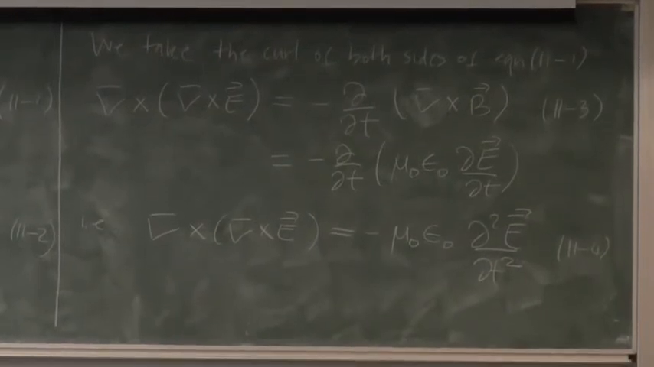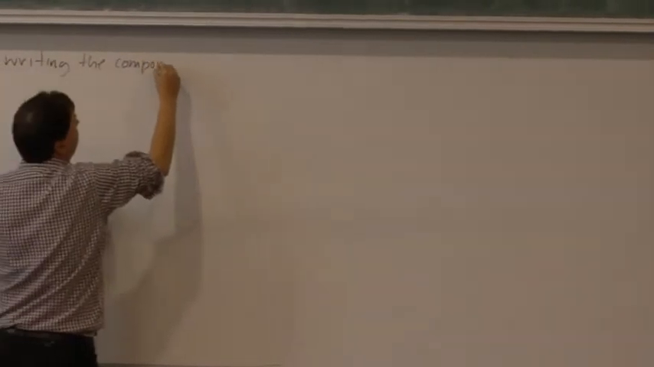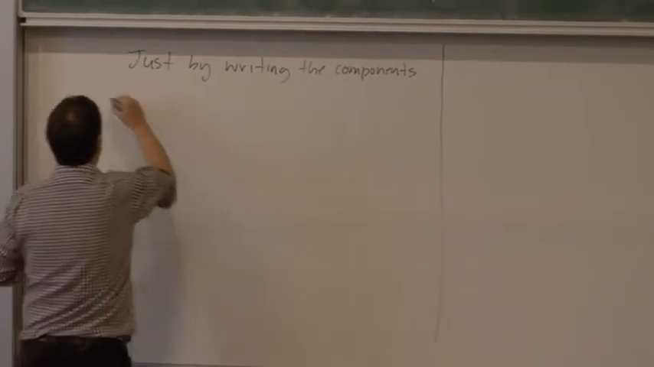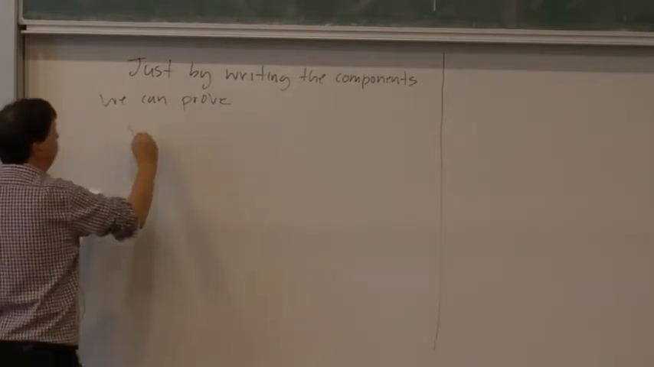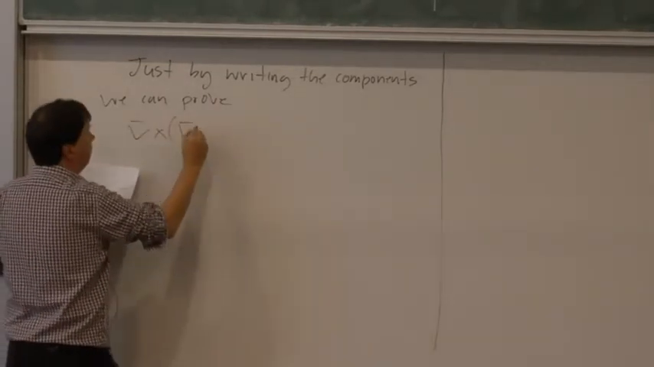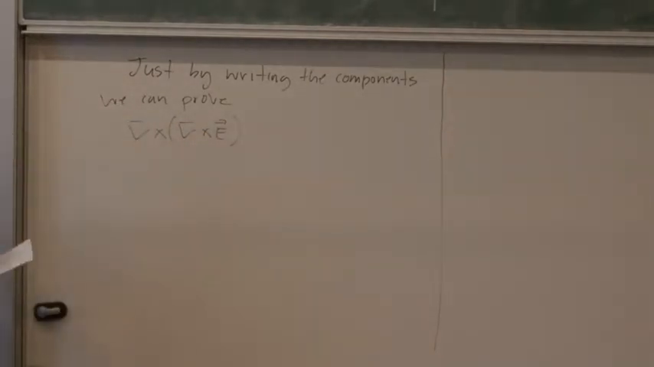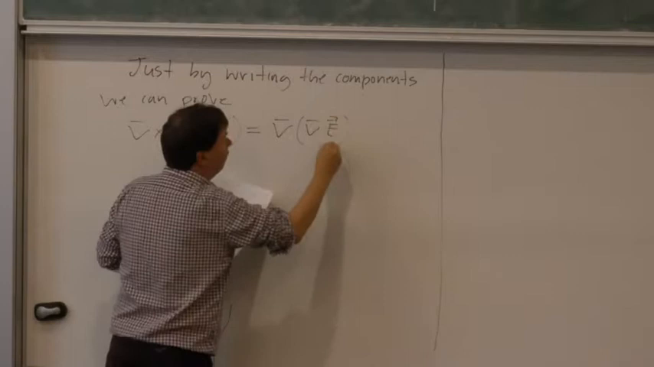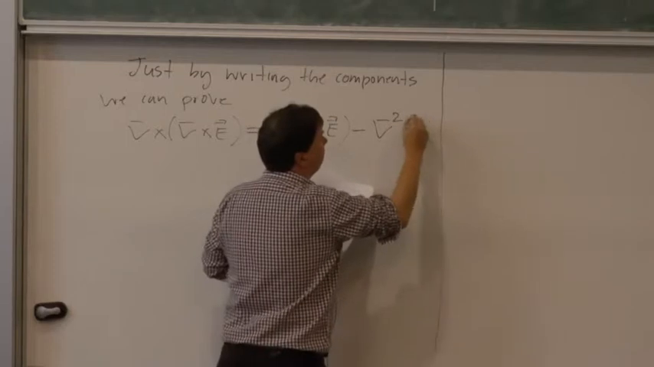Just to emphasise that by writing out the components, there's no magic to this. We saw that if you just write out all the components, we can prove, and if you refer back to lecture 5, we already used this. It's true for any vector field, so it's certainly true for the electric field, that the curl of the curl is equal to the gradient of the divergence minus the Laplacian applied to the field.